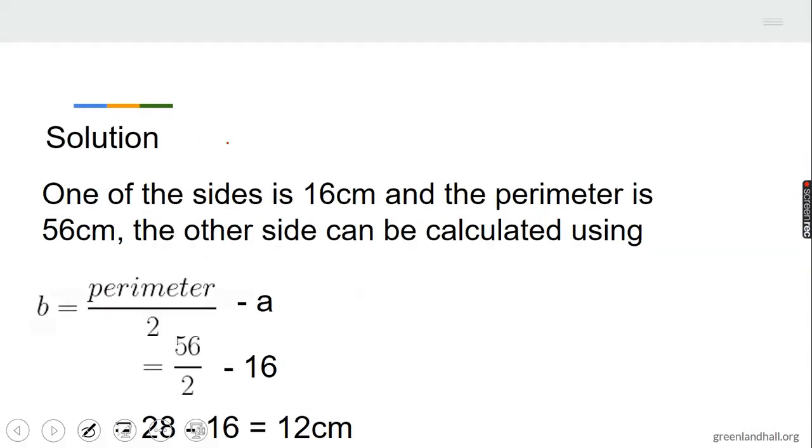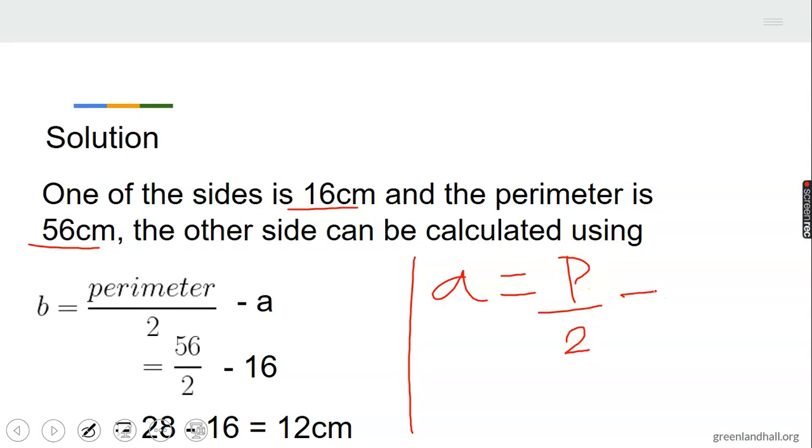Now, look at it here. This is the solution. One side is 16 and the perimeter is 56. Here I chose to use B and A outside here. I can also say A equals the perimeter divided by 2 minus B. If you take this 16 to be B, you put it here. But here we took it to be A.